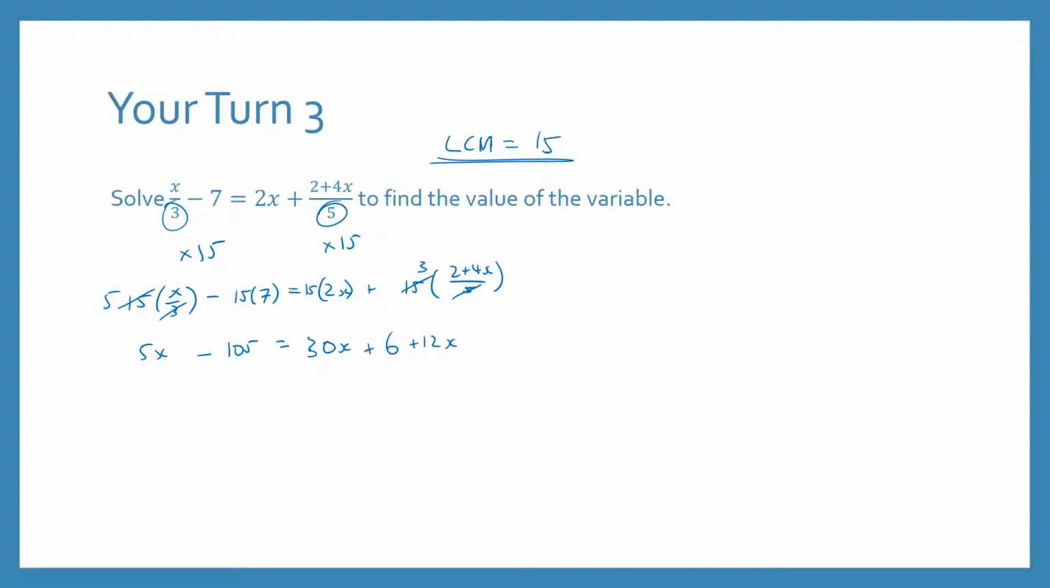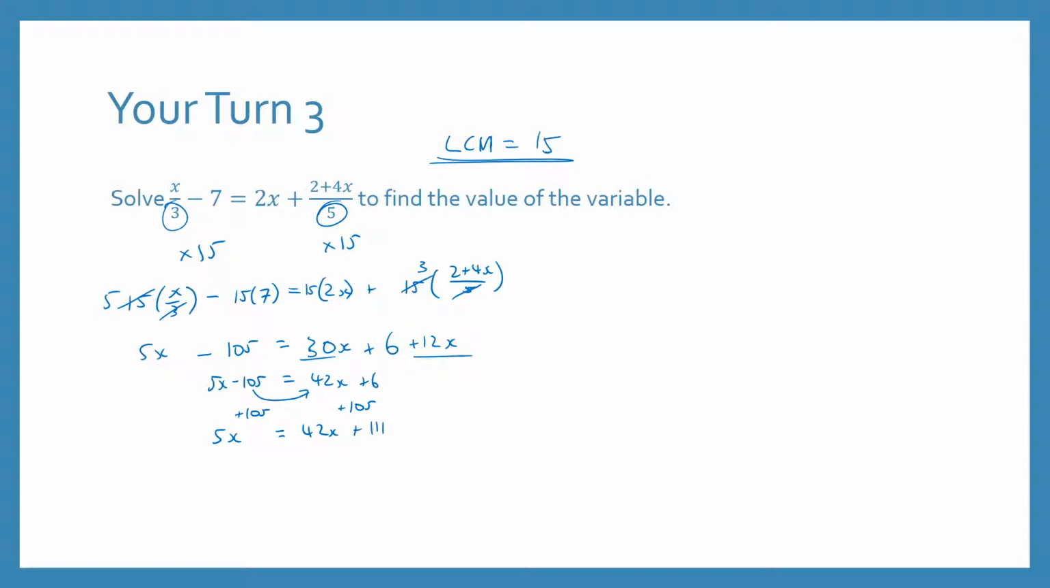Now we can simplify this more. We get 5x minus 105 equals 30 plus 12, so we can add these two together: 42x plus 6. Now we want to move things around. We don't want this here. We want to move it around. So we're going to add 105 to both sides. So we get 5x equals 42x plus 105 plus 6 is 111.